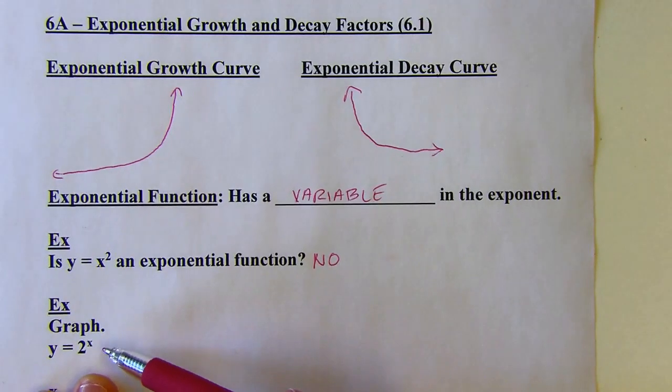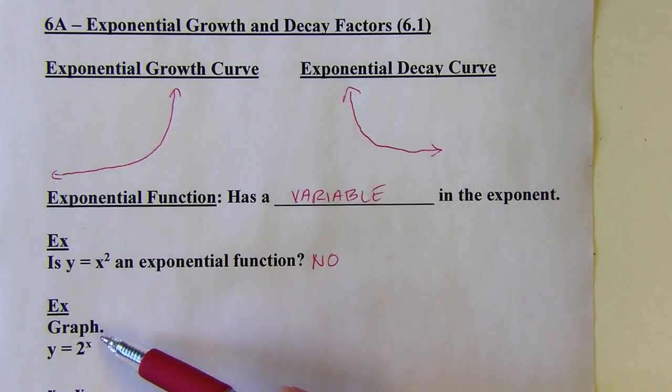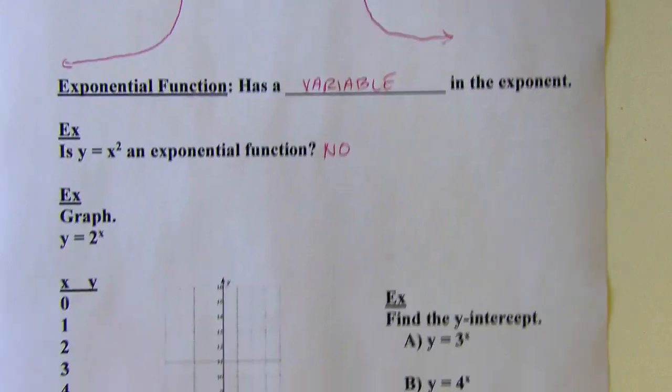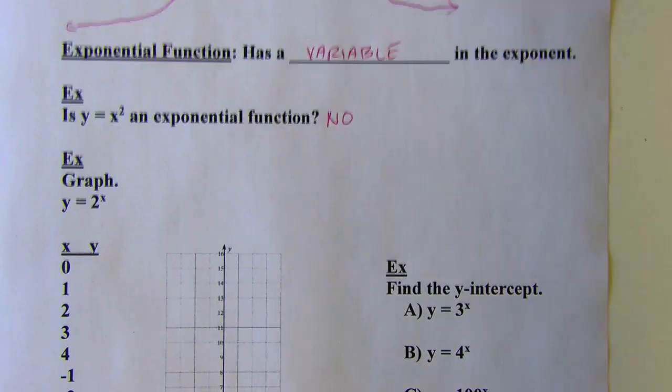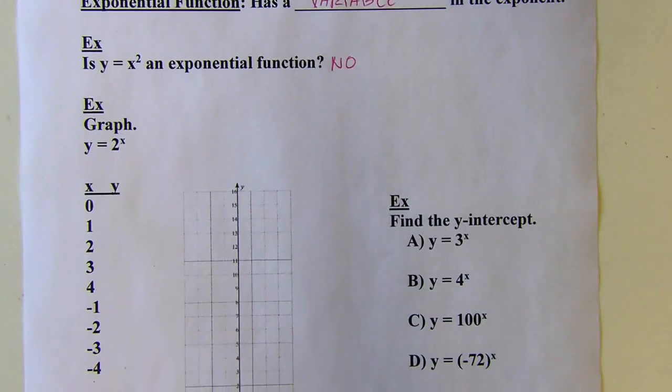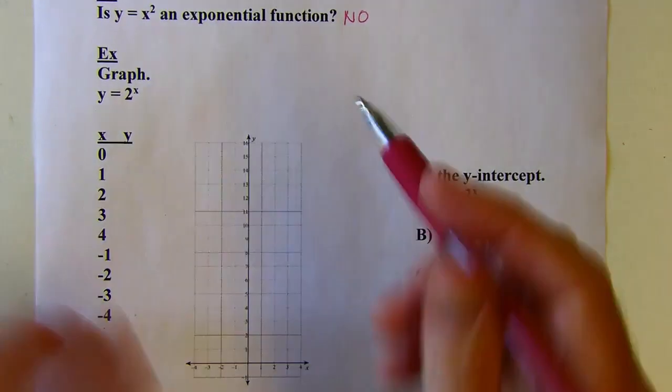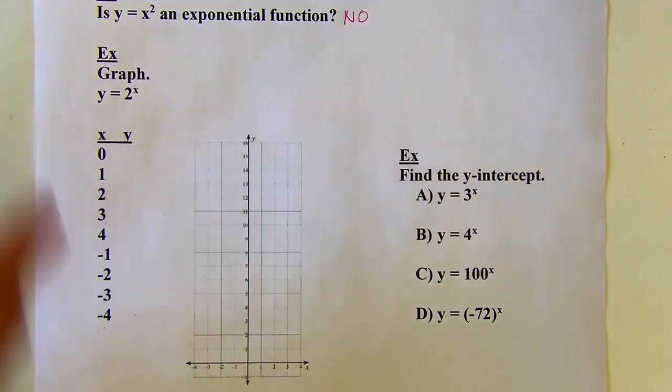This is going to be exponential because you see I've got x in the exponent. So that's what makes this one exponential. Okay, so y equals 2 to the x is our very basic exponential growth, our most basic exponential growth function. So we're going to graph this because it's going to be a parent graph.